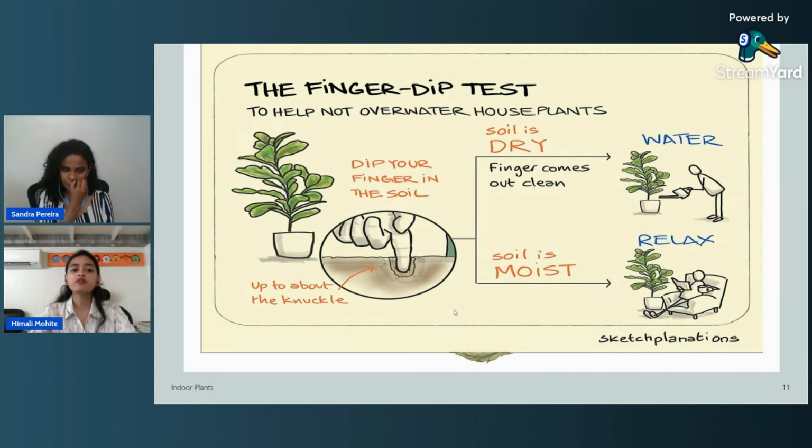Now, how will you know if you have correctly watered your plants or not? So there is an easy test for it. That is a finger dip test. What you can do is dip your finger into the soil up to about the knuckle, and if the finger comes out clean, which means your soil is dry, so you need to water your plants. And if your finger comes out wet, which means the soil is moist, you need not water your plants further.